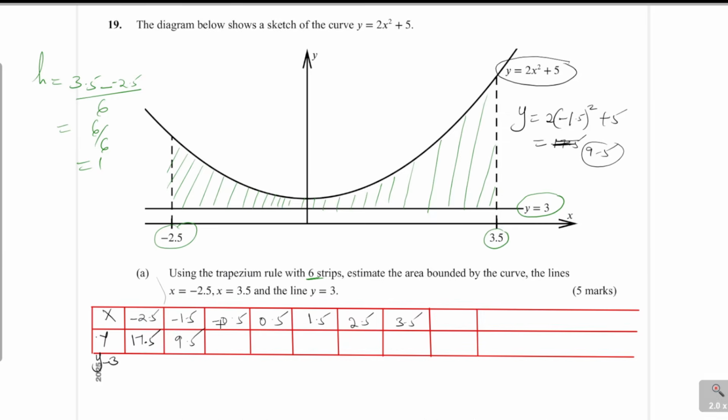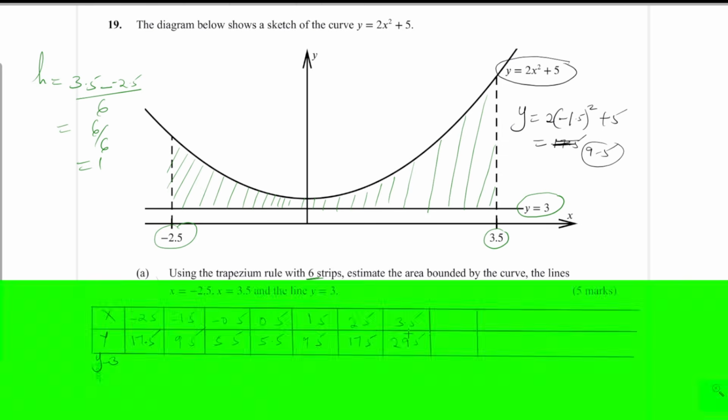So when x is -0.5, what will be y? Y will be 5.5. And when it is 0.5, again, this one will be 5.5. When x is 1.5, this will be 9.5. When it is 2.5, you'll get 17.5. When it is 3.5, you get 29.5. Now that is the area below the curve.